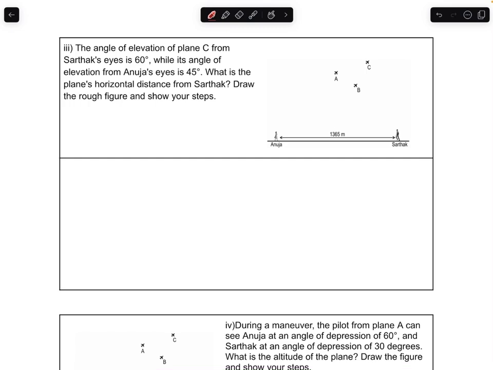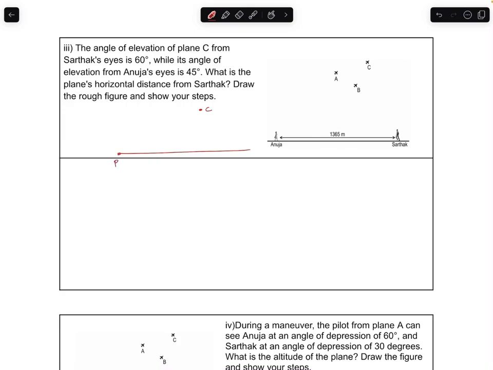while its angle of elevation from Anuja's eyes is 45 degrees. What is the plane's horizontal distance from Sarthak? Draw the rough figure and show your steps. The plane C is viewed by both Anuja and Sarthak.